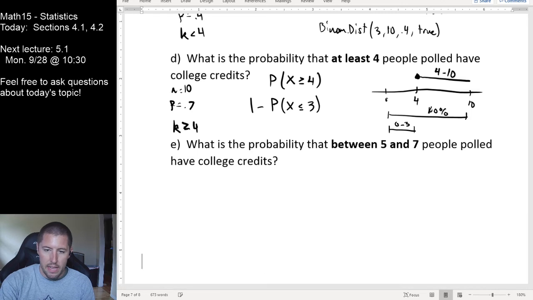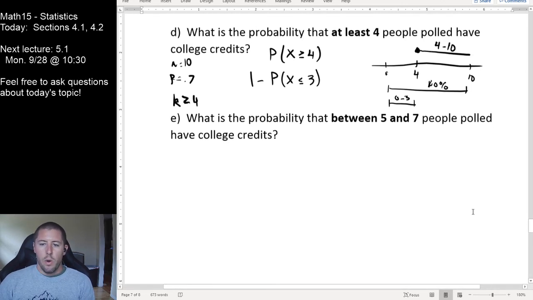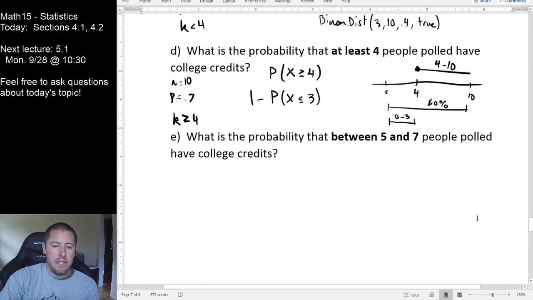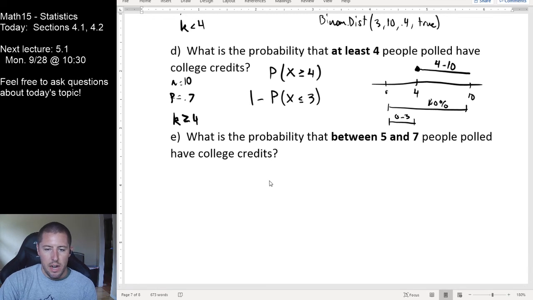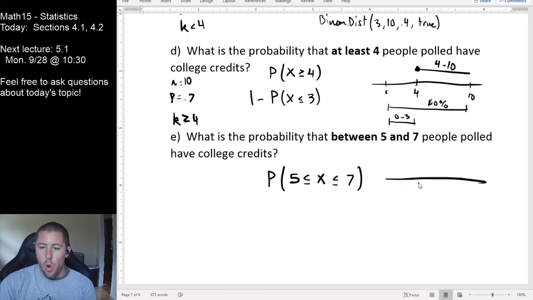And I'm going to save that last question for later. What is the probability that between 5 and 7 people polled have college credits? Well, I can phrase this one as, what is the probability that 5 is less than or equal to X is less than or equal to 7? And again, I really want my picture to guide me here. What I'm thinking is that I want between 5 and 7.